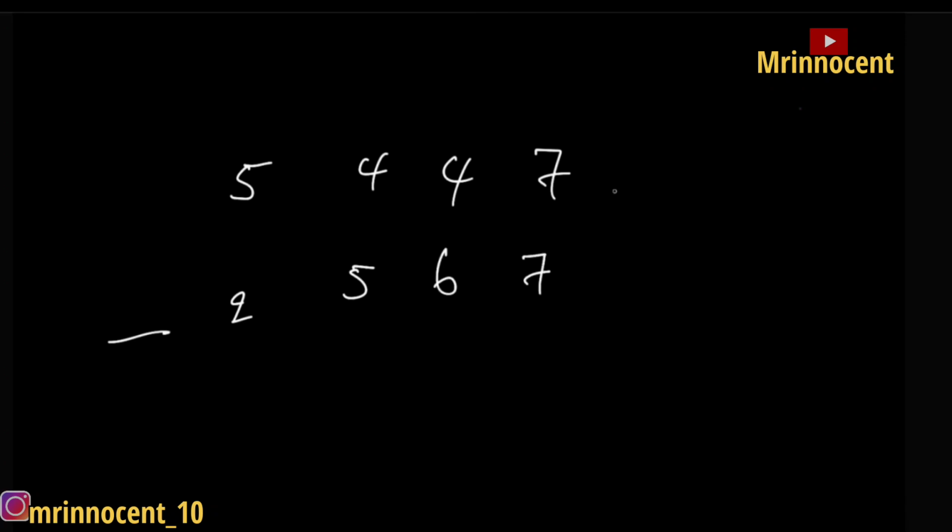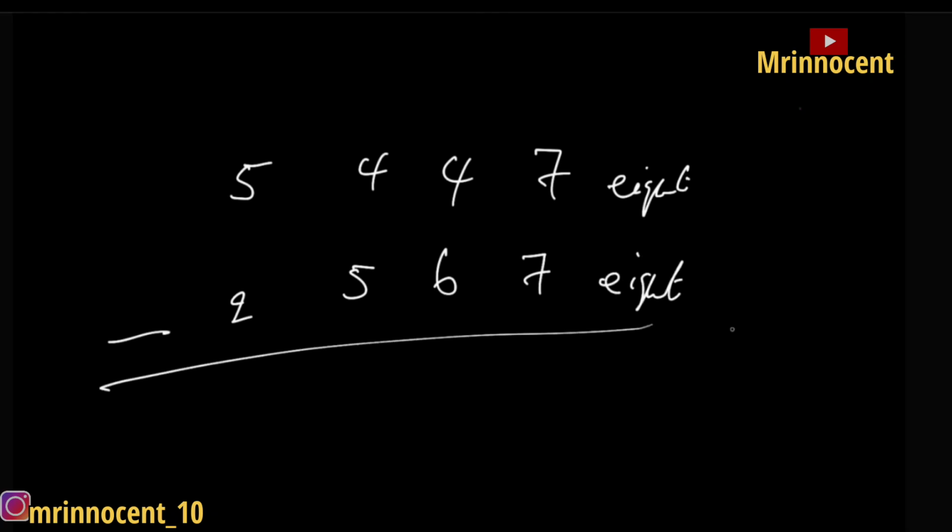Let's look at another example. So you have 5, 4, 4, 7 minus 2, 2, 5, 6, 7 all in base 8. 7 minus 7 is 0.